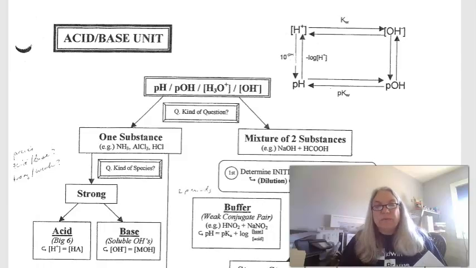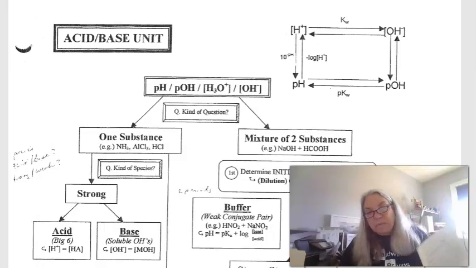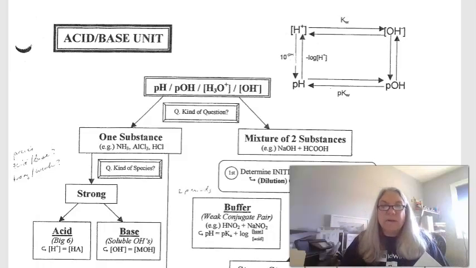I already gave you some instruction, or a video, on pH, pOH, hydrogen ion, also known as hydronium ion, and hydroxide ion calculations. I'll go over that again here. And then we're going to deal with an acid in solution or a base in solution, both strong and weak.